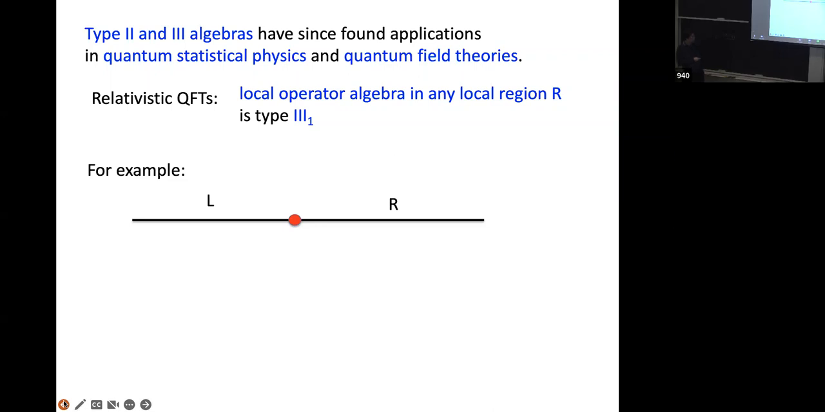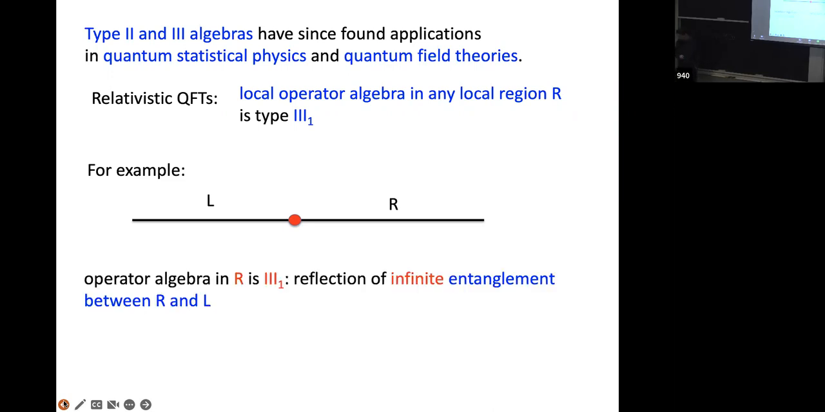Okay, let's just consider this simple example. Just one dimensional space. Now let's imagine it divided into a right and a left part. Let's look at all the field theory operators localized in the red region. You take out the point at zero, so it's an open set, not including that point. Then the operator algebra in this region R is type 3-1.